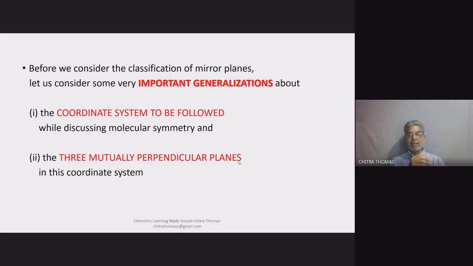For this, I'm not going to use any rocket science. I'm going to use only those concepts which you have studied in the lower classes, at the school level. So, the important generalization about one, the coordinate system to be followed while discussing molecular symmetry. Then the three mutually perpendicular planes in this coordinate system.